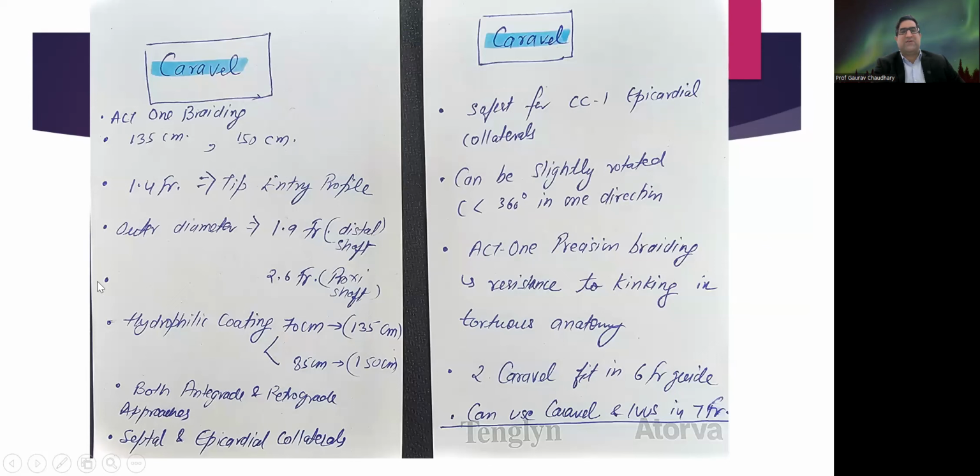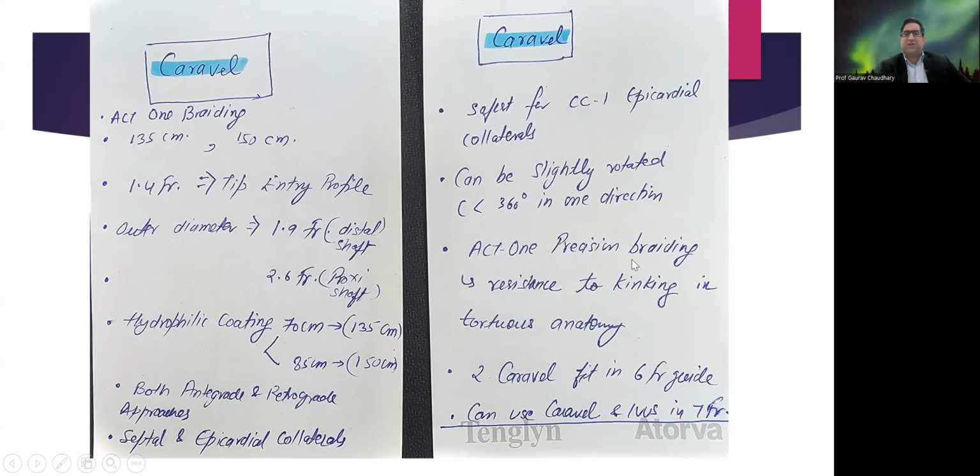Caravel has special characteristics, like the 1.4 French tip entry profile. The outer diameter of the distal shaft is 1.9 French, and the proximal is similar to the Fine Cross at 2.6 French. It has a hydrophilic coating of 70 and 85 centimeter in the 135 and 150 centimeter lengths respectively. It is useful for both antegrade and retrograde approaches, and can be used in both septal as well as epicardial vessels. It is a very safe microcatheter and can be used for epicardial collaterals.